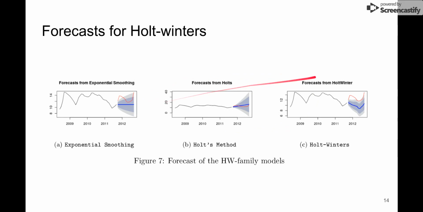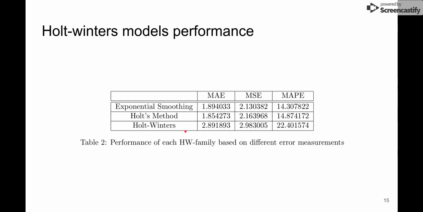As we can see, the Holt-Winters captured the general pattern of the test data, but the level is not correct, and it's totally off. Among these, Holt's method seems to have a decent prediction. But let's look at the error measurements.